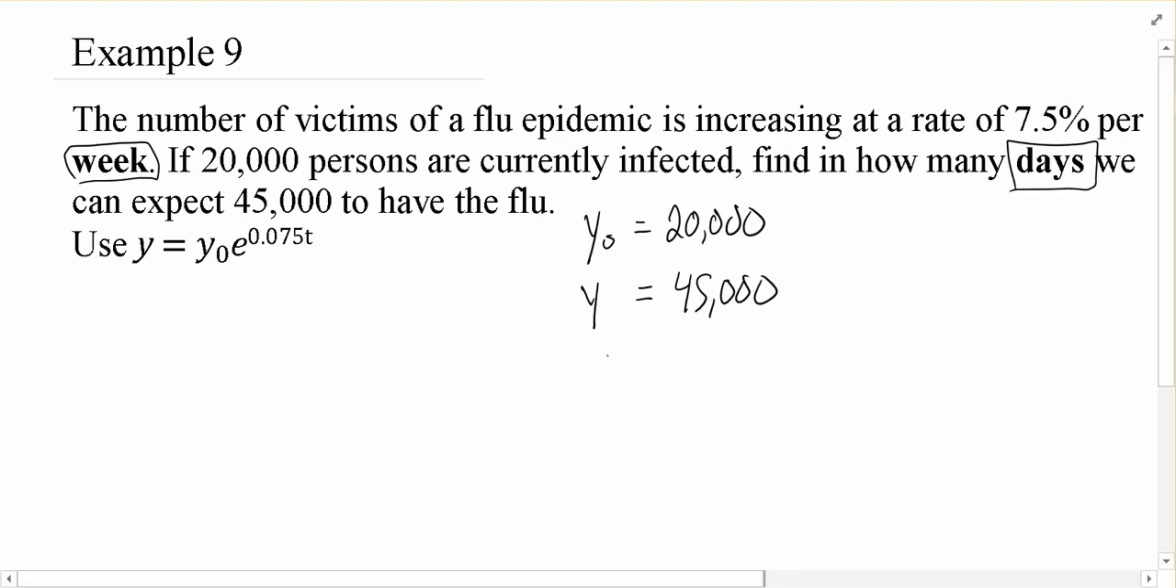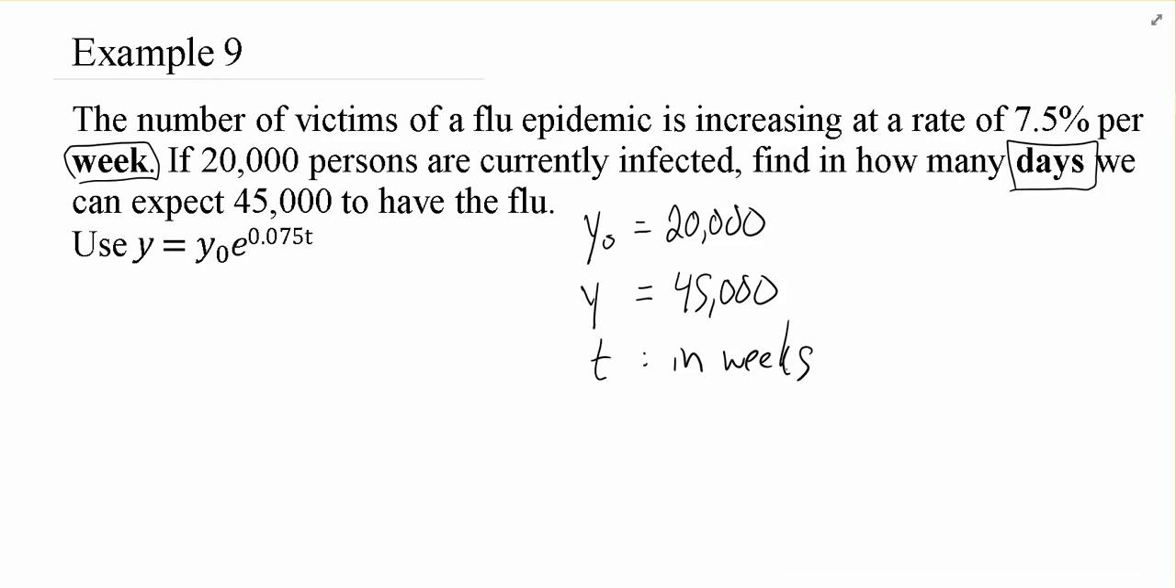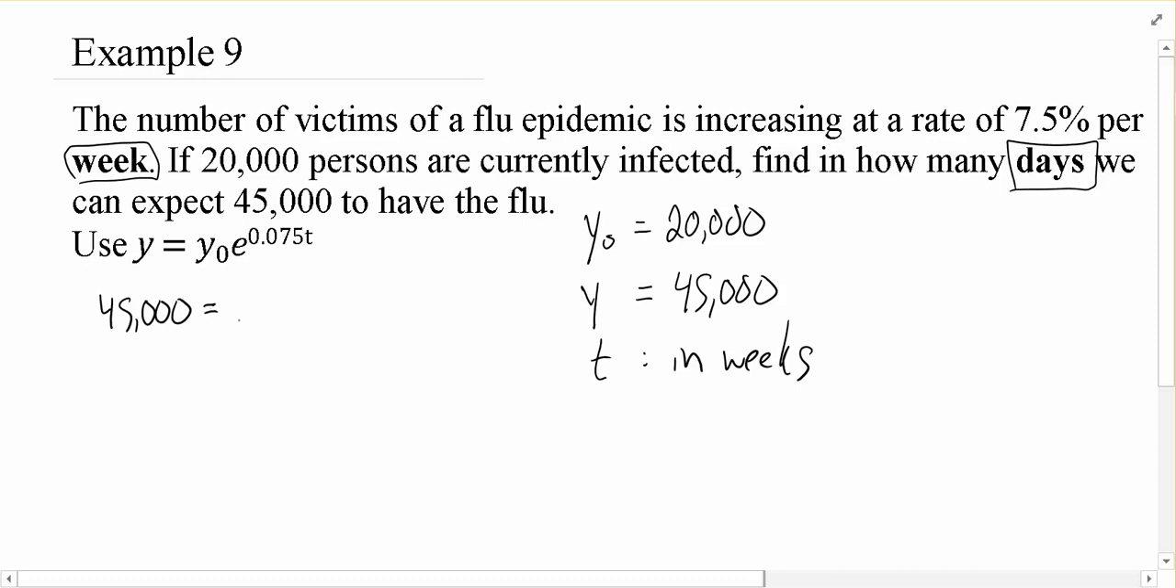Our t is unknown, but t is going to be in weeks when we calculate it. So to answer the question, we're going to have to figure out how many days, we're going to have to multiply by 7. So we just got to be careful there. So our equation tells us we have 45,000 equals 20,000 e to the 0.075t.